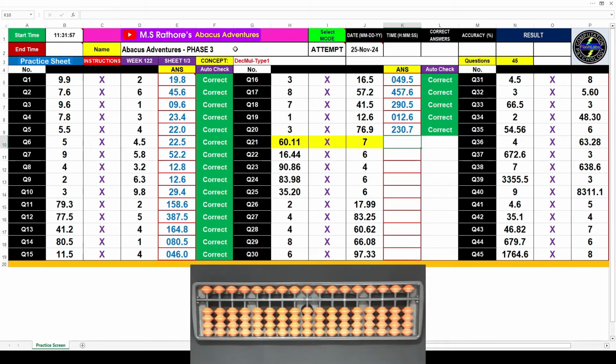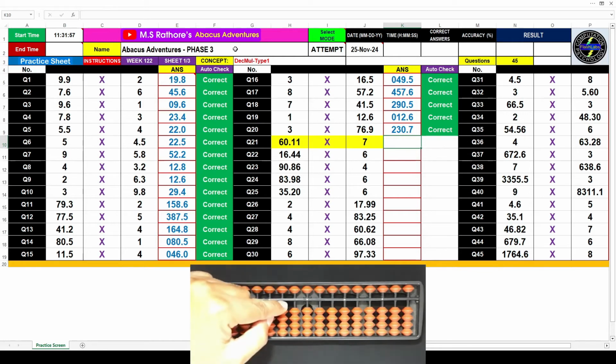Question number 21, 60.11 multiplied by 7. So the integral part in the multiplicand has two digits 6 and 0, and the multiplier has a single digit value, that is 7. So 2 plus 1 is 3. Let's put the left index finger on rod number 3.